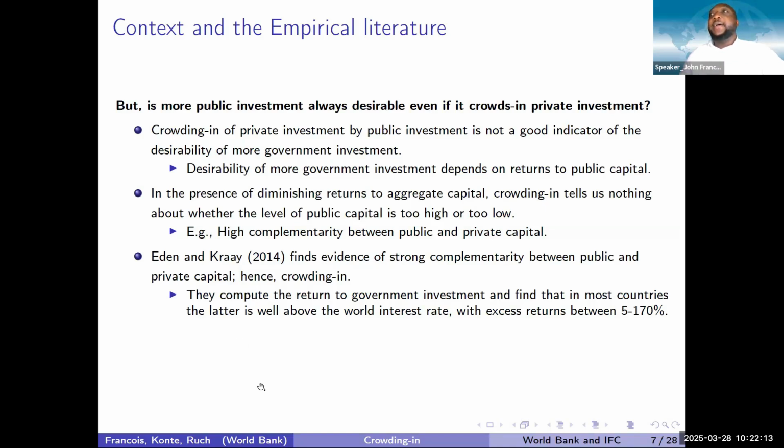Okay. And some papers, and the paper that came before us, the Eden and Cray paper, does find that under strong complementarity between public and private capital, which means that public investment crowds in private investment. In their case, they were able to compute excess returns between 5 to 170%, meaning that there's still room. The returns on government investment is very high, and hence there's room for more investment in these countries.